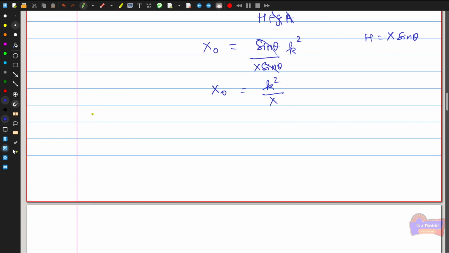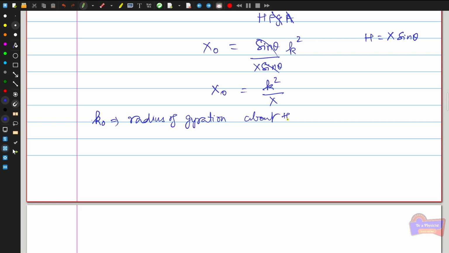And suppose k0 is the radius of gyration of the area about the axis parallel to this, through the center of gravity. Then according to the parallel axis theorem of moment of inertia, I is written as I0 plus A times x squared. This is the moment of inertia by the principle of the parallel axis theorem, and I0 is the moment of inertia about the axis through the center of gravity. So I can substitute the values of I and I0 here.